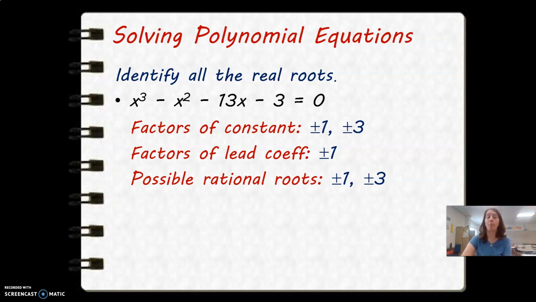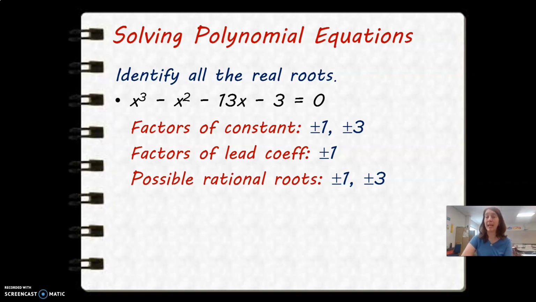So let's go and start off with our positive 1. So 1 to the third is 1. 1 squared is 1. So 1 minus 1 is 0. The first two terms knock each other off. 13 times 1 is 13, so I have negative 13. Negative 13 minus 3, though, is negative 16. Well, I don't want negative 16, so that's not the one that I want.